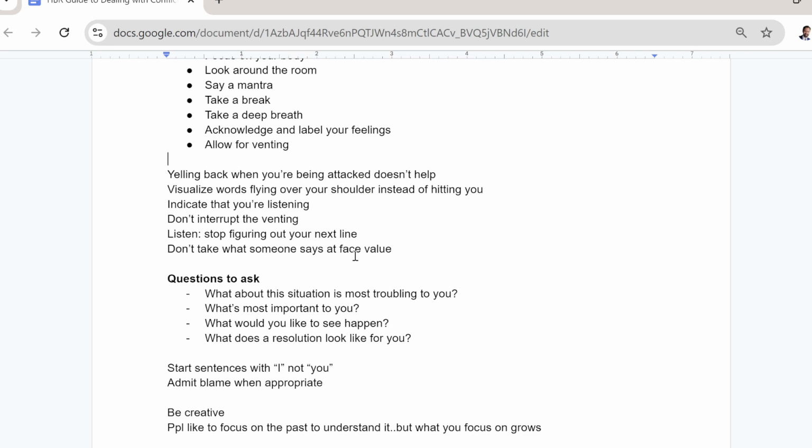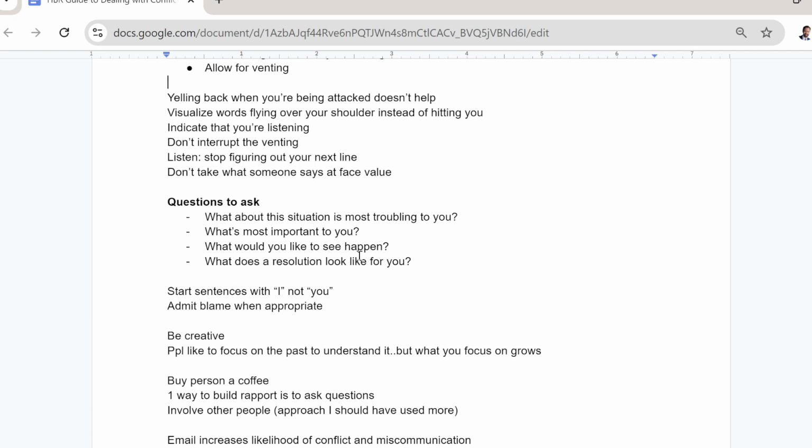Yelling back when you're being attacked doesn't help. Visualize words flying over your shoulder instead of hitting you. So somebody is criticizing you or attacking you. Well, just imagine you're not being personally affected by that. It's just flowing over your shoulders. Indicate that you're listening, even if they're being accusatory. Don't interrupt their venting. Listen instead of trying to figure out what you're going to say next.